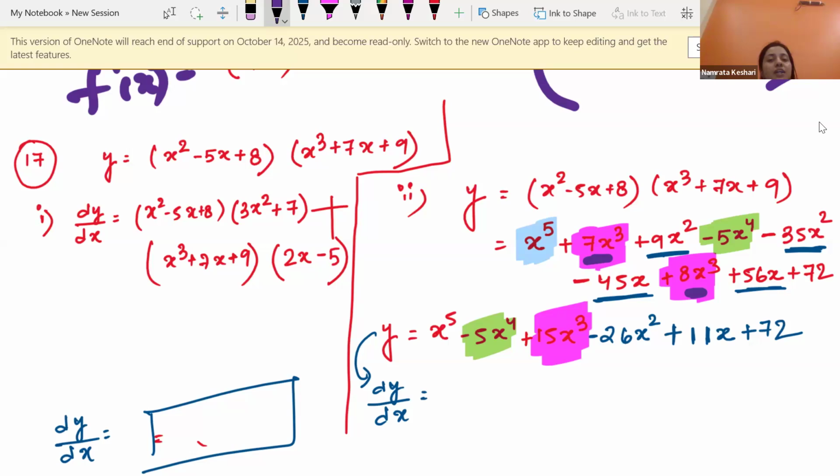For the same question, do the derivative in different ways, and show that the answer is the same. So here we are supposed to show that both the derivative answers are exactly the same.